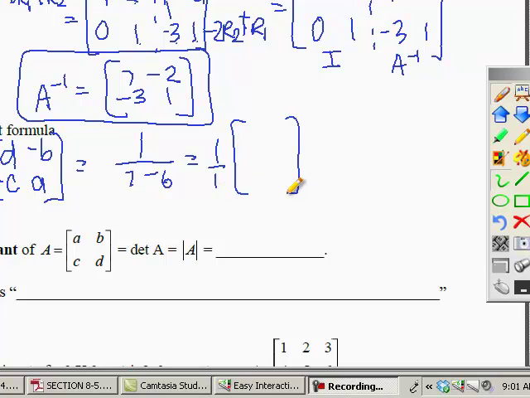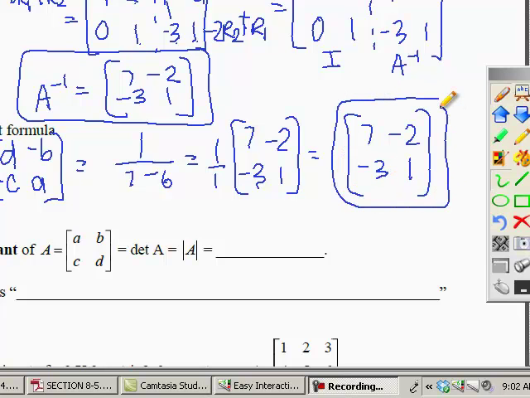And now I switch my matrices. So A and D switch, so 7 and 1. B and C become the opposite. And if I multiply everything by 1, you see that I get the same thing. So my inverse is 7, -2, -3, 1, which is exactly what we found using the augmented as well. Now, just be careful because on both quizzes and tests, we do give you the directions as to which method we would like you to do. And so be careful of that.